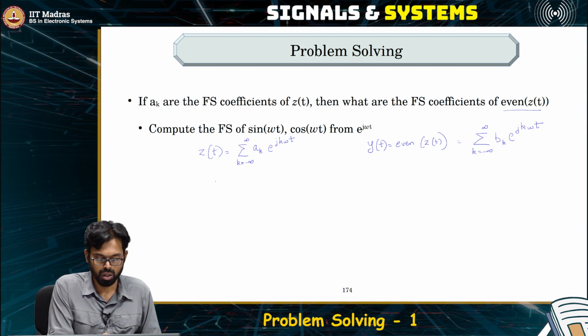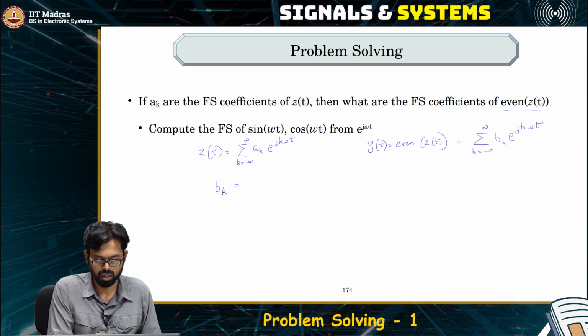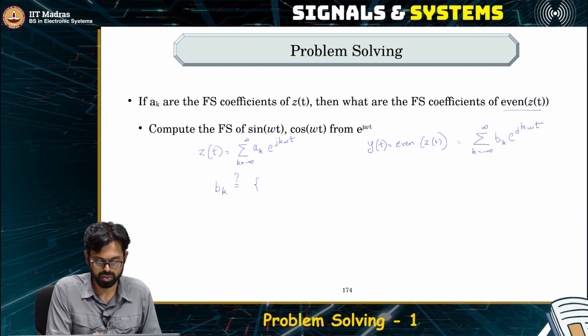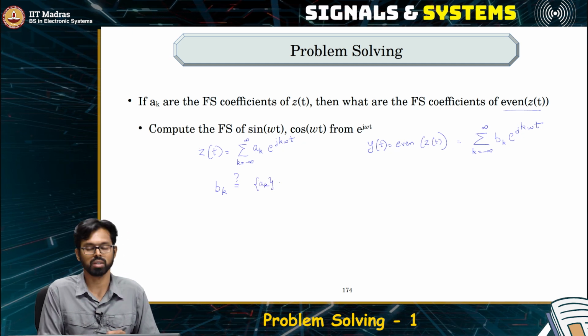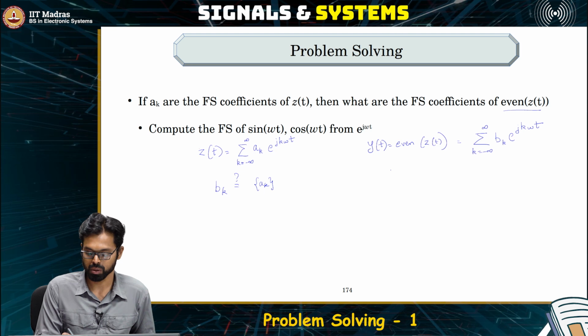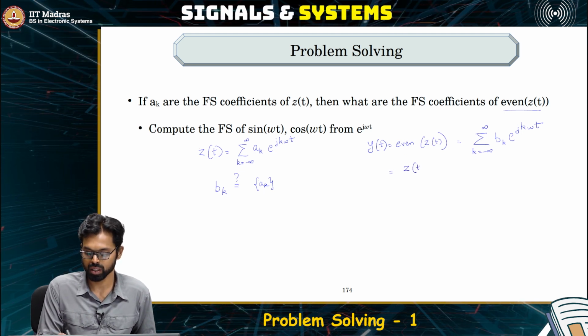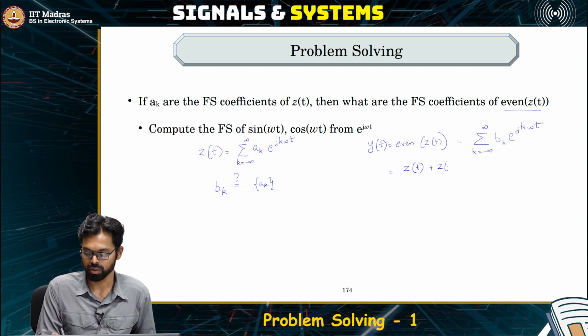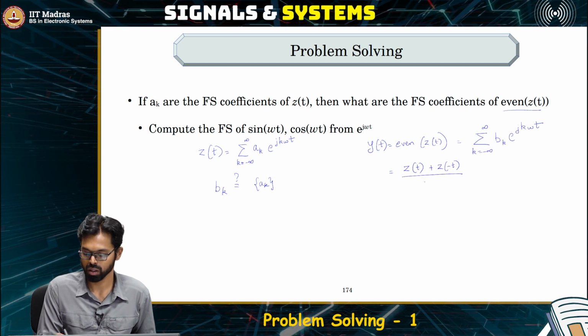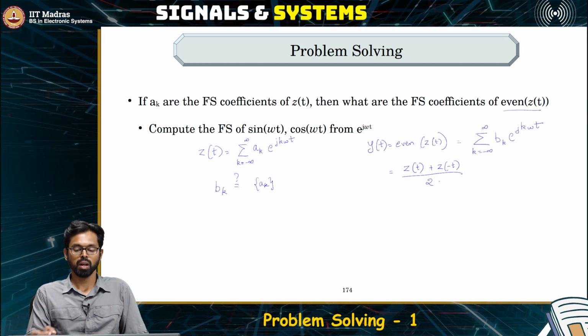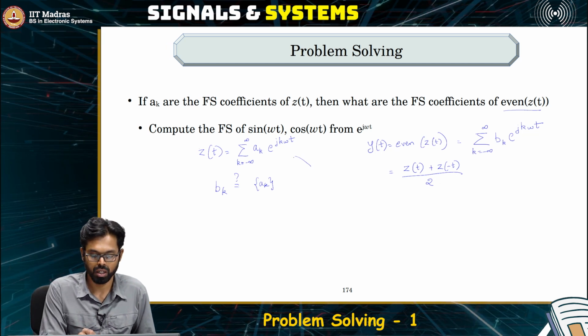Question is, what is bk in terms of ak? Can we find that in terms of ak? That's the question. Let's solve this now. So, what is the even part of z of t? The even part of z of t is z of t plus z of minus t divided by 2. Then we can just plug in this expansion here.